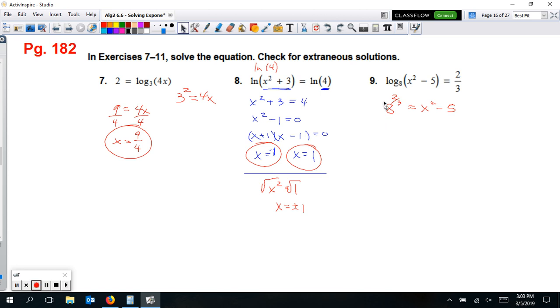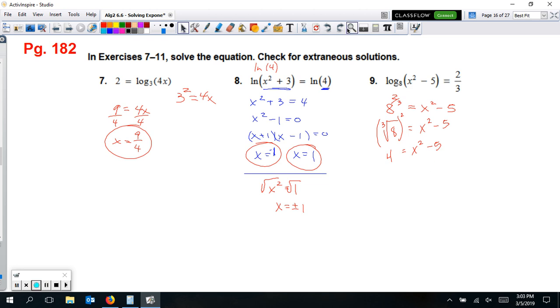We want to put that back into a radical. So the root would be 3. So it's a cube root of 8, and then we could square it. Cube root of 8, and then we can square that. That's going to equal our x squared minus 5 here. So the cube root of 8 is 2, and 2 squared would be 4. So this number here, 8 to the 2/3 power, is just 4. So it's 4 is equal to x squared minus 5.